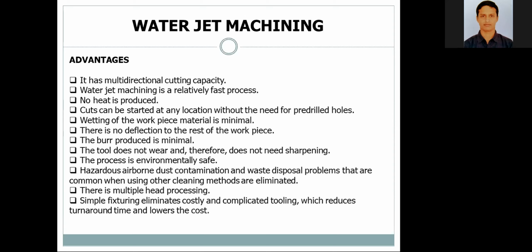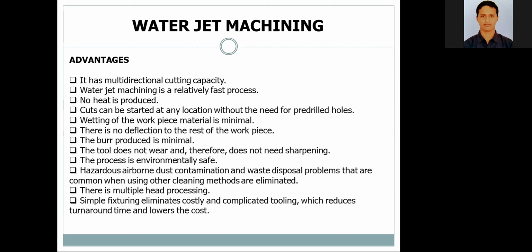Wetting of the workpiece material is minimal. Only the surface and edges where the water jet is cutting will have some wetting. There is no deflection to the rest of the workpiece. No heat is generated, and for thin material, if we cut it with gas cutting or plasma cutting, due to heat generation, sometimes it is distorted or not in shape. Sometimes it is bent, but with water jet, it will not bend. The burr produced is also minimal.